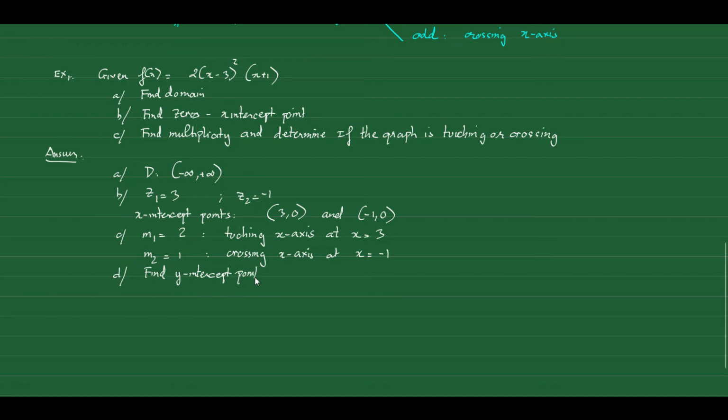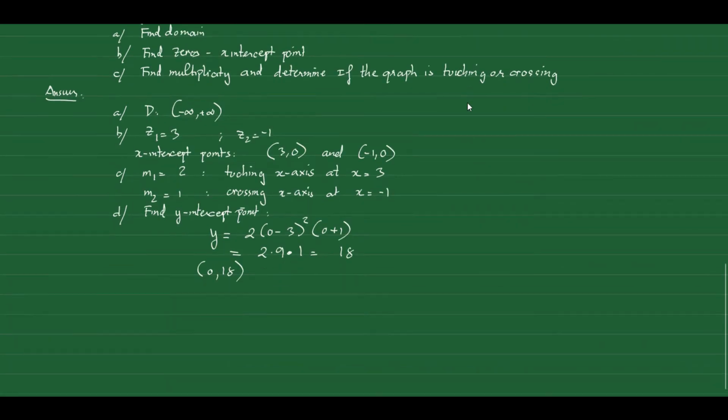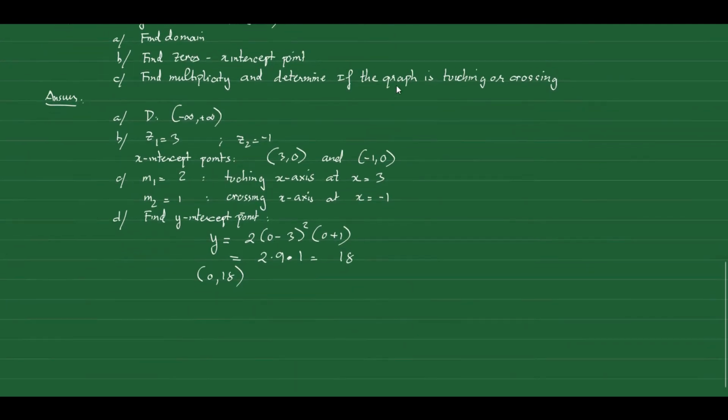In order to find a y-intercept point, you just replace x with 0. So you will have y equal to 2 times (0 minus 3) squared times (0 plus 1). Go ahead and calculate them out, which is 2 times 9 times 1, which is 18. So the y-intercept point will be (0, 18). There you go. That's simple. Very simple.